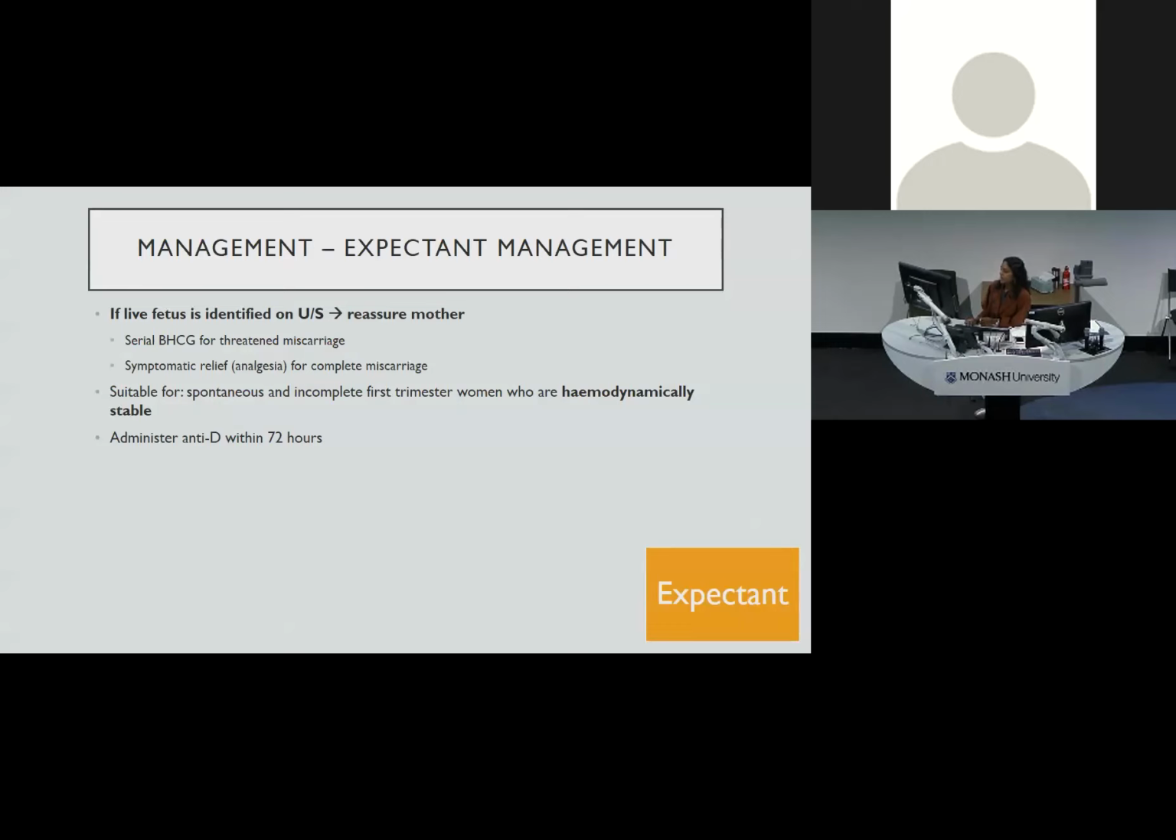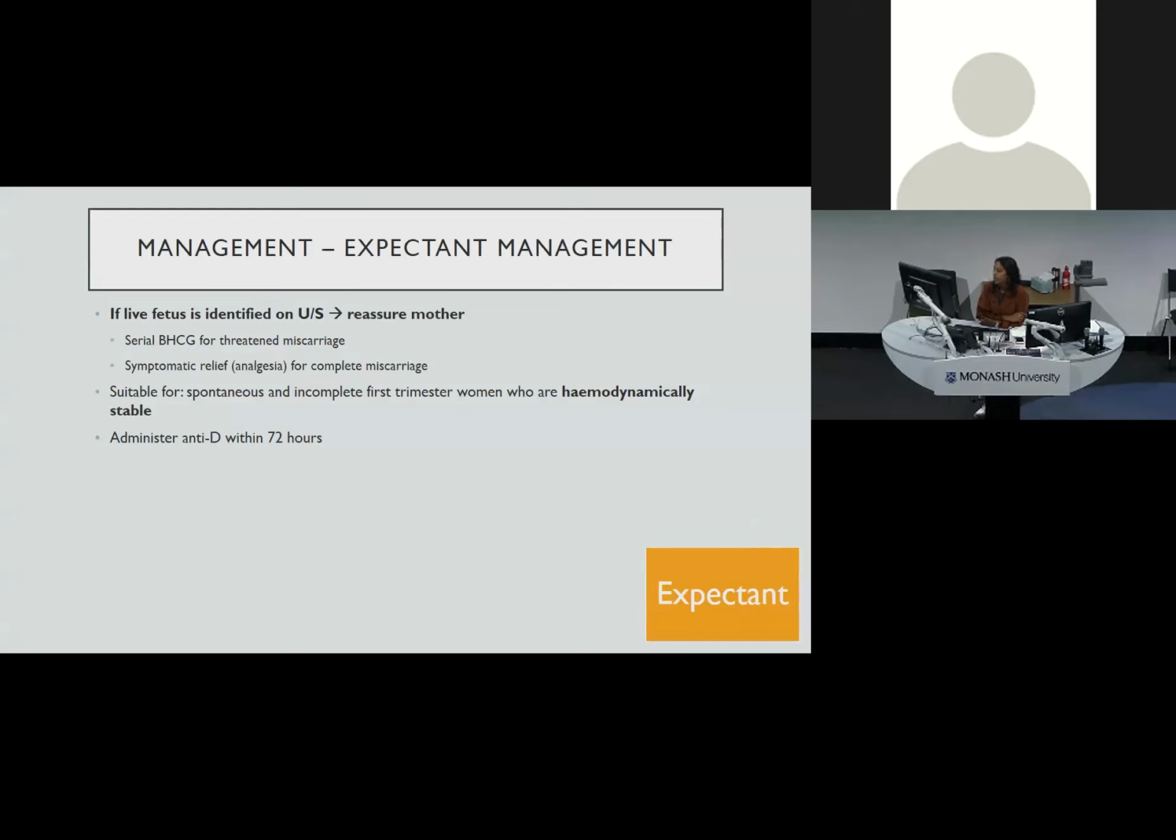So in terms of expectant management, if you think that it's a threatened miscarriage, so as I've mentioned, it's going to be a viable pregnancy, you just have to reassure the couple. You might choose to do some serial beta HCG just to reassure. You might want to just administer some analgesia in case they've got some significant pain.